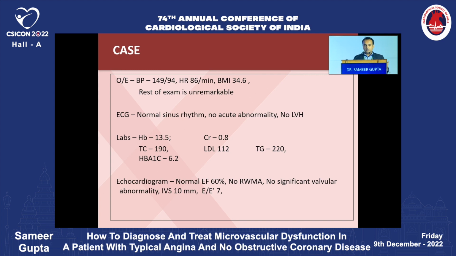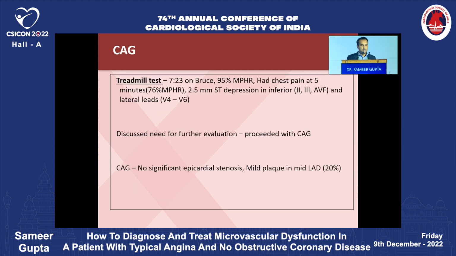EKG is unremarkable. No LVH. Labs are also okay. A little bit high triglyceride, a little borderline LDL. She's pre-diabetic. Echocardiogram was unremarkable. Her E/E prime, she doesn't have any diastolic dysfunction. No regional wall motion abnormality. So this is a typical patient that we would see in our clinic, right?